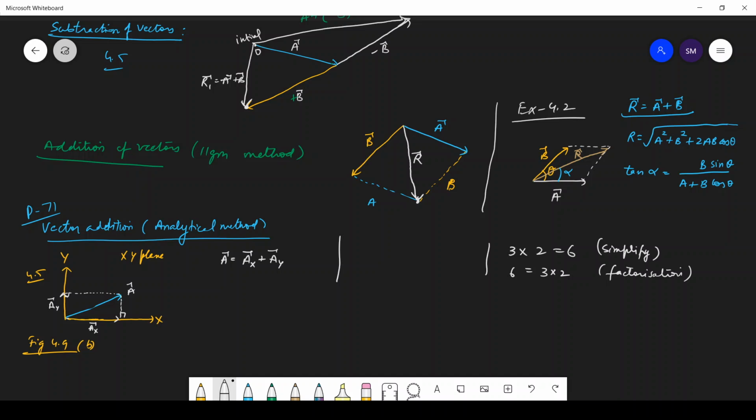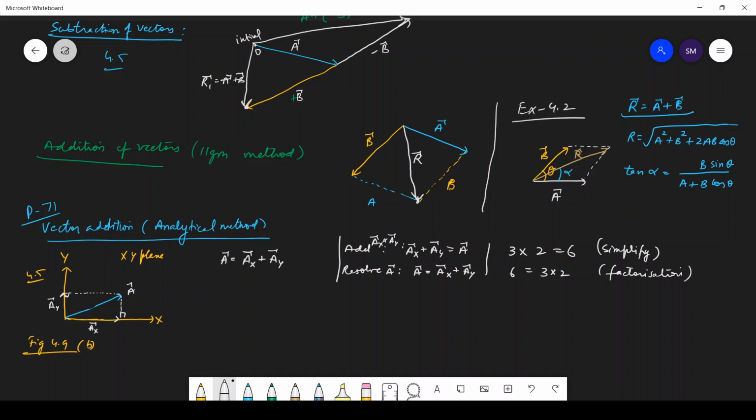So that's the same thing. Like I was asking you to do the addition of vectors, so you will be writing ax plus ay is equal to vector A. And now I am asking you to resolve vector A. Here you are adding ax and ay, and now I am asking you to resolve vector A along x-axis and y-axis. So we'll be writing it as vector A is equal to ax plus ay. So it's just the reverse. So I hope you have understood it.